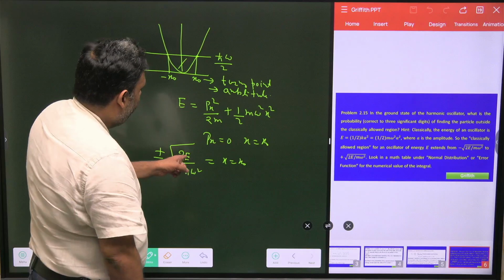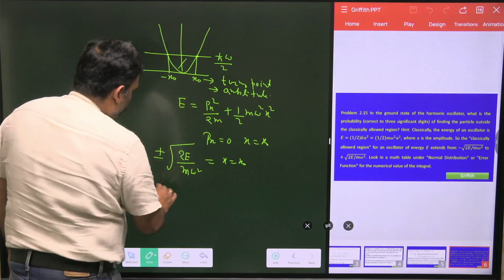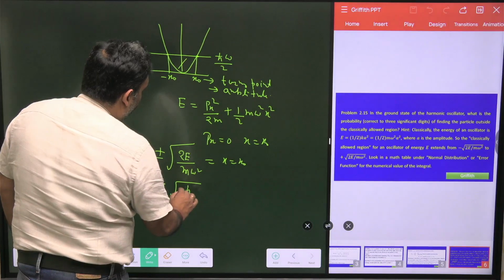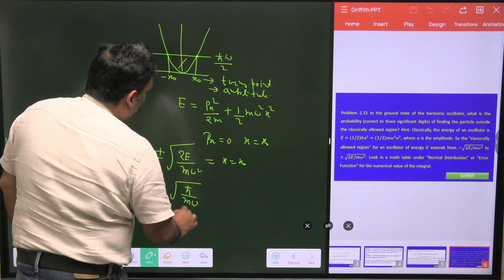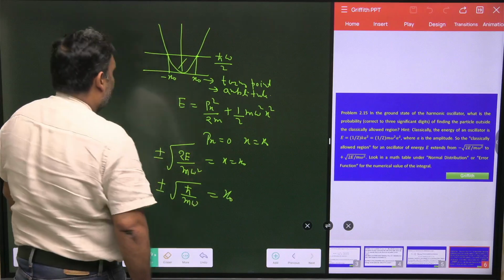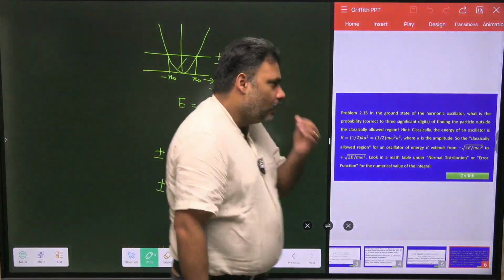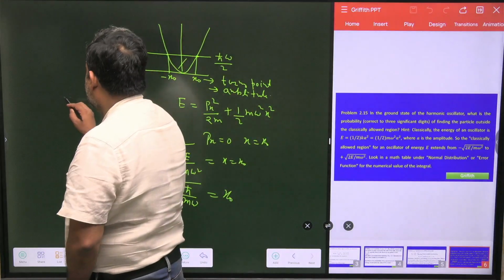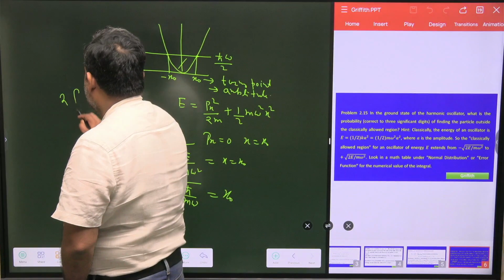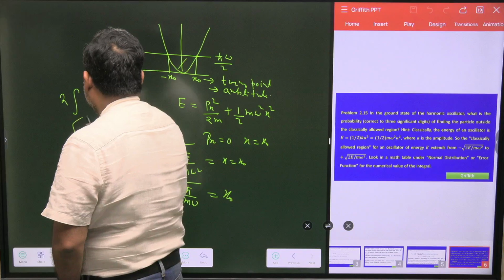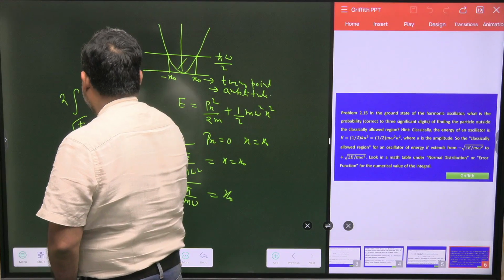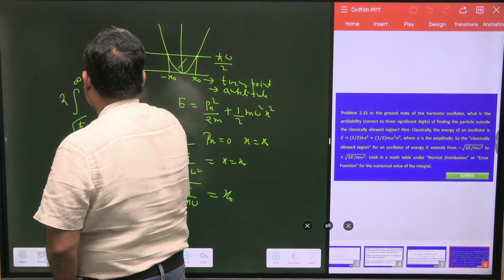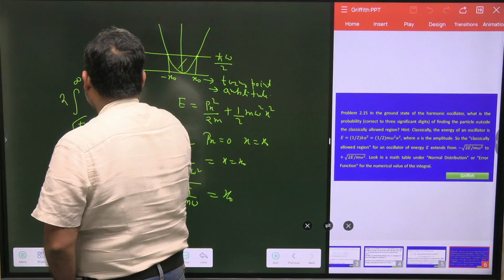Okay, and we have E equal to h cut omega by 2. So we have plus minus root of h cut upon m omega, that is our x naught. Now we have to go for this particular integration. So what we have to do? We have 2 times the integral from x naught, which is root under h cut upon m omega, to infinity of e to the power minus m omega x square upon h cut dx.